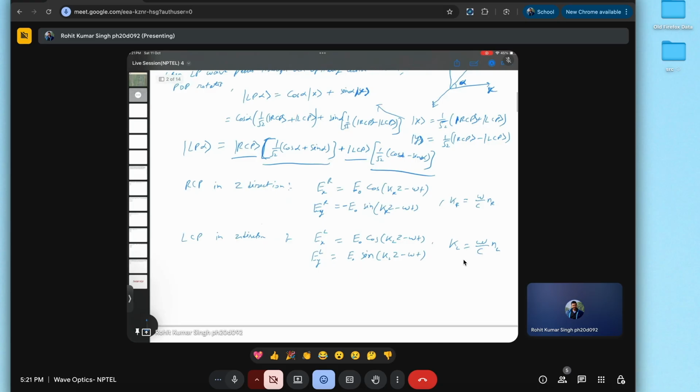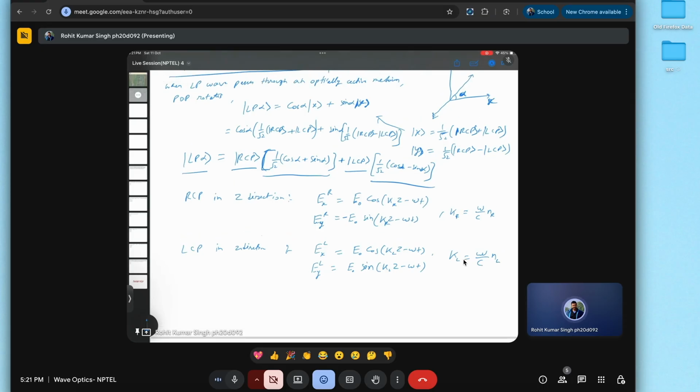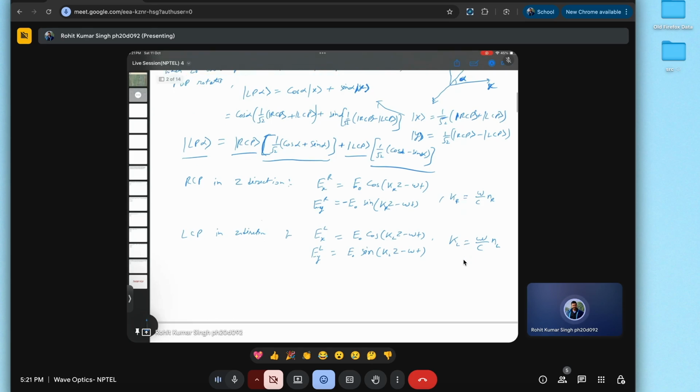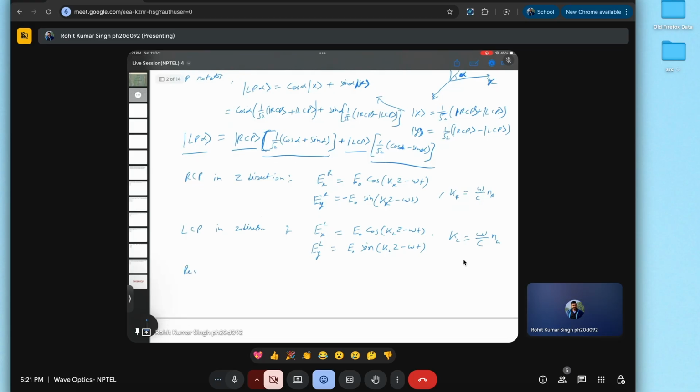Now you have electric fields for RCP and LCP, and since we have seen here that the linearly polarized wave is basically the combination of these two, so let's add them to get our resultant fields. Okay, so resultant fields both in x and y direction. So in x direction we add these two. Okay, so what do we get?